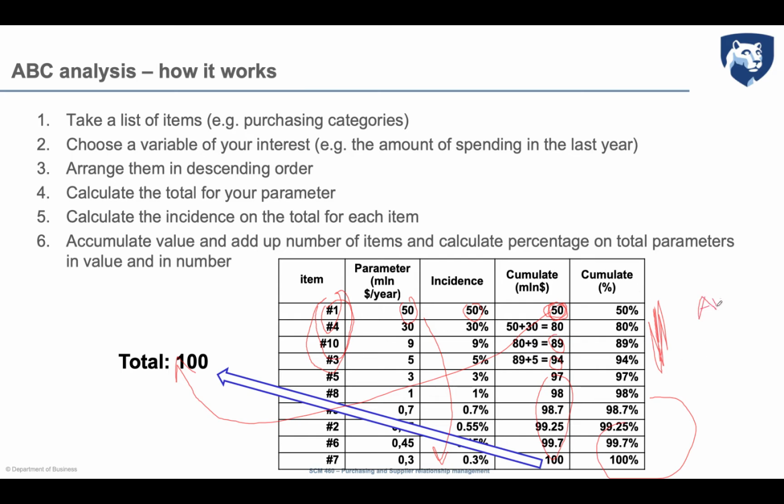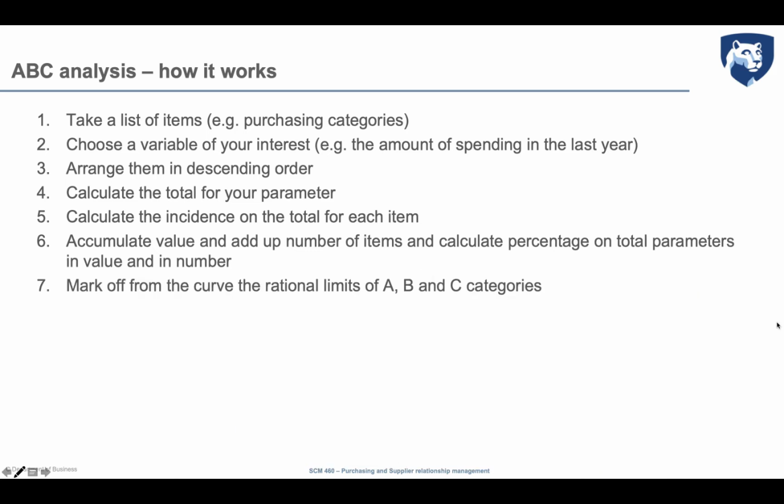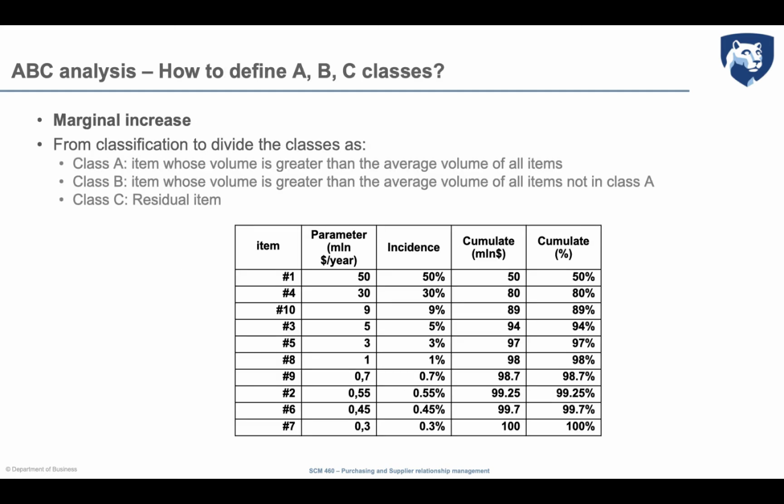If we want to determine this in a more rigorous way, starting from this picture, we need to classify the categories in A, B, and C, which is why the curve is called ABC. We do that using a specific rule, which is called the marginal increase rule. So the marginal increase rule tells you that when you have arrived at this picture, you discriminate class A, class B, and class C with these rules. Class A are the items whose volume is greater than the average volume of all items.